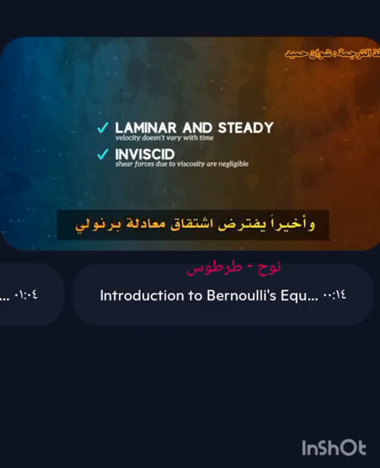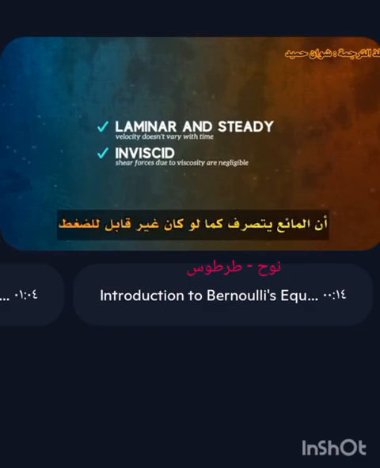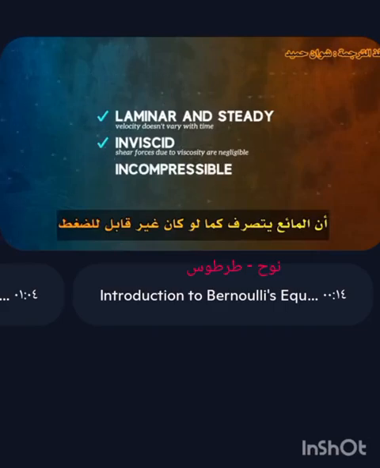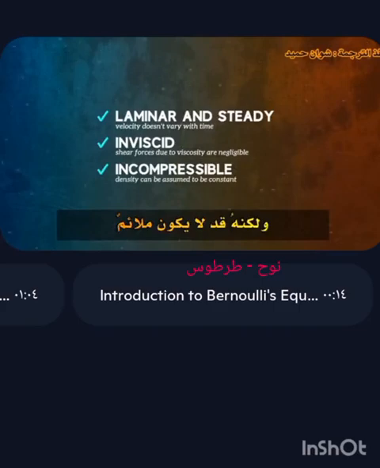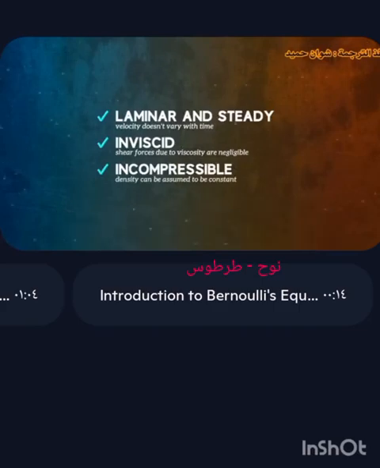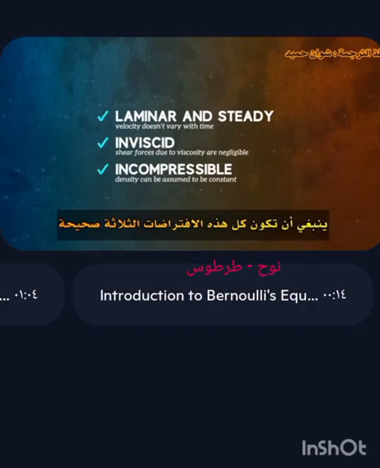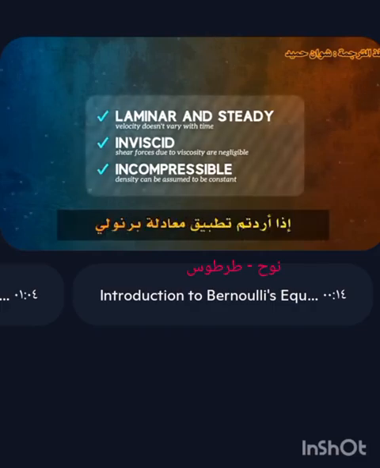And finally, the derivation of Bernoulli's equation assumes that the fluid behaves as if it's incompressible. This is usually valid for liquids, but might not be for gases at high velocities. All three of these assumptions need to be valid if you want to apply Bernoulli's equation.